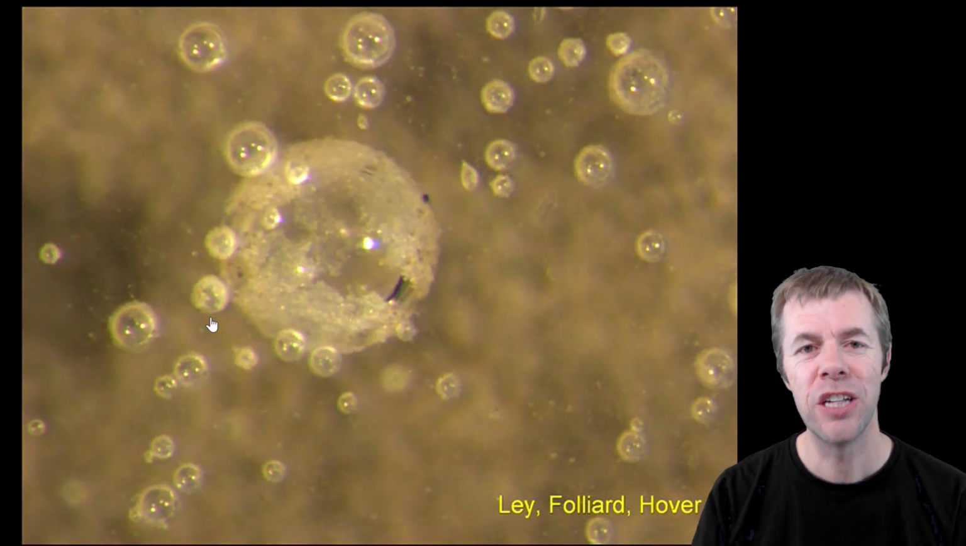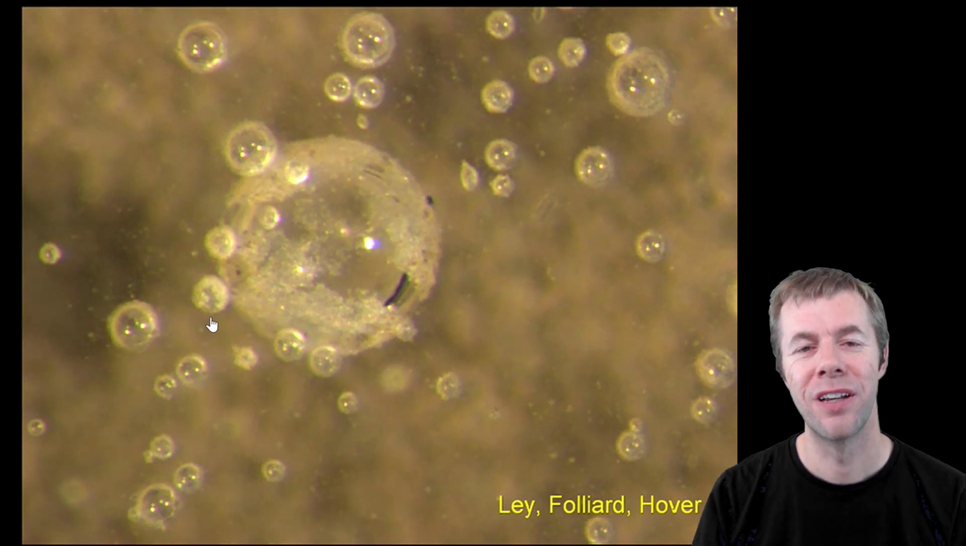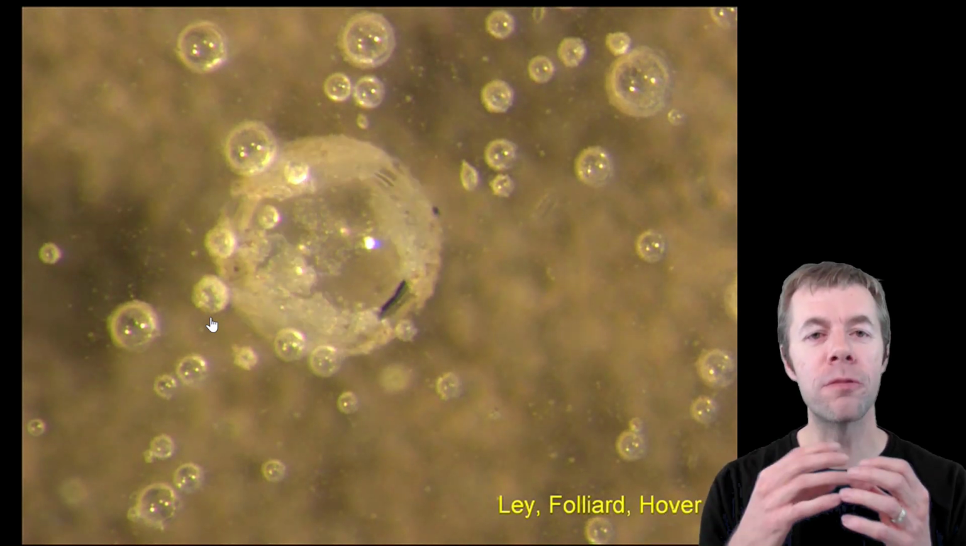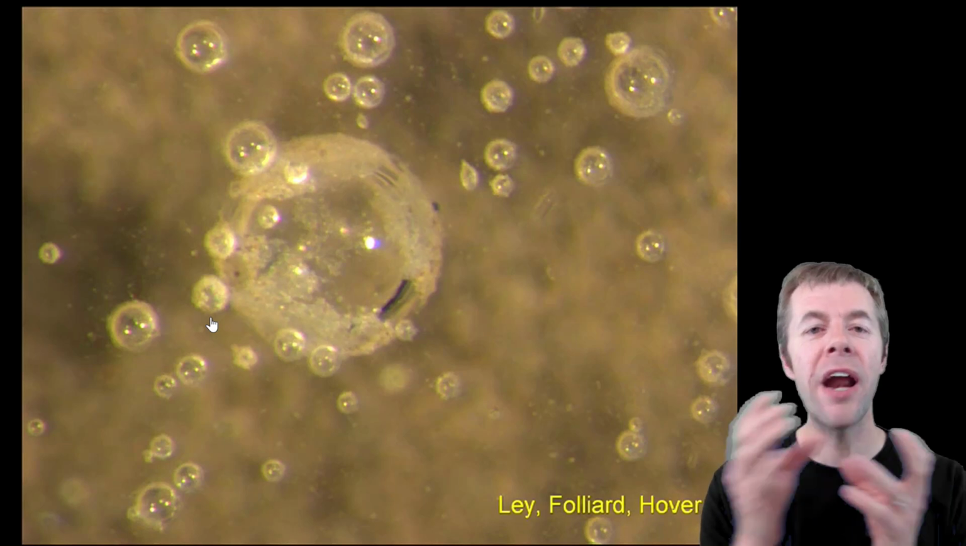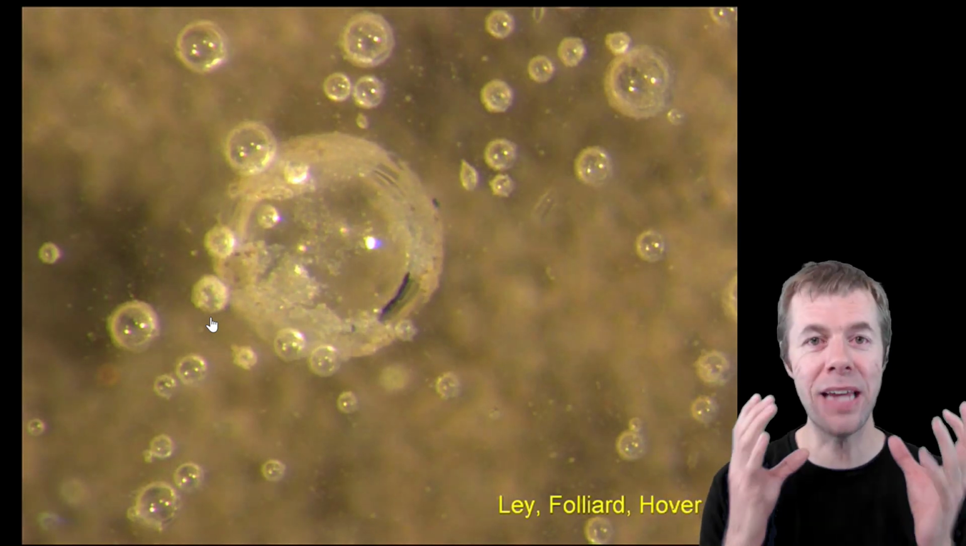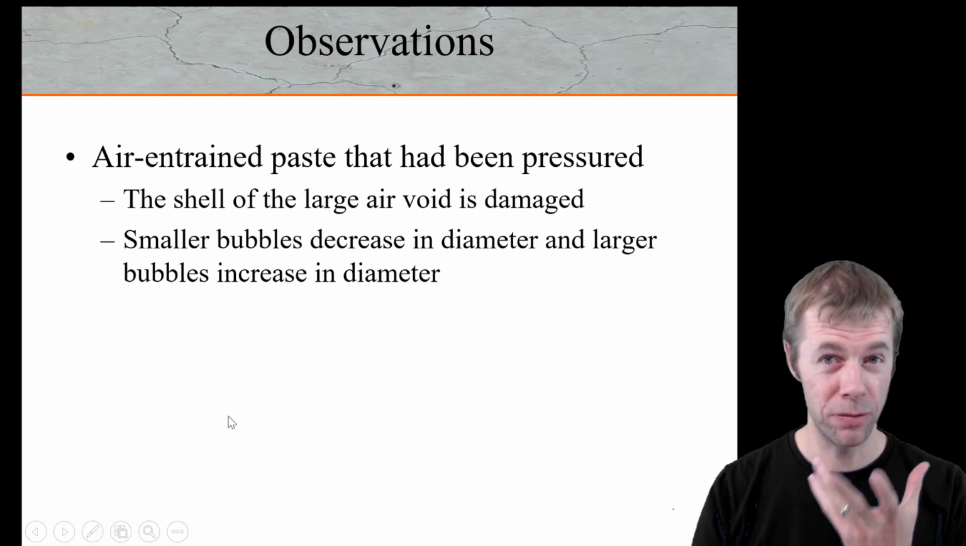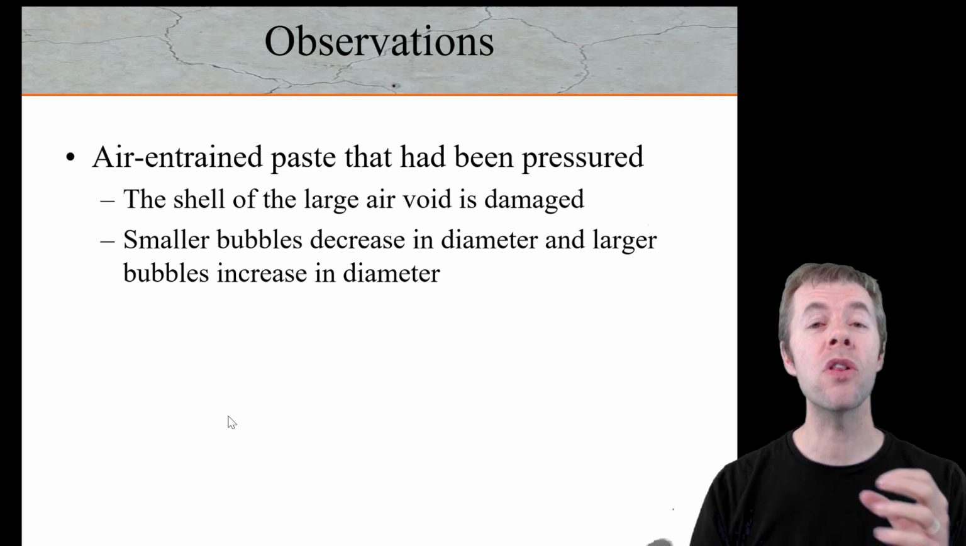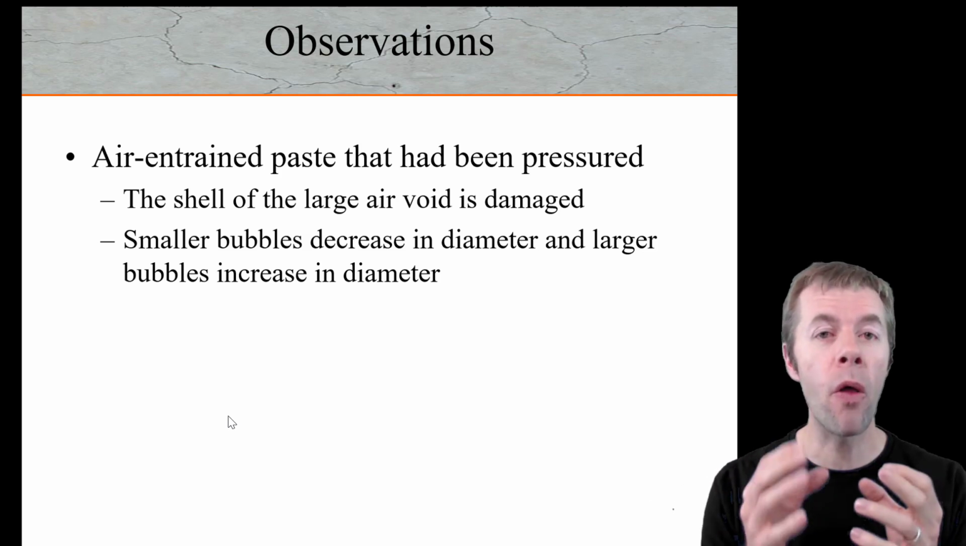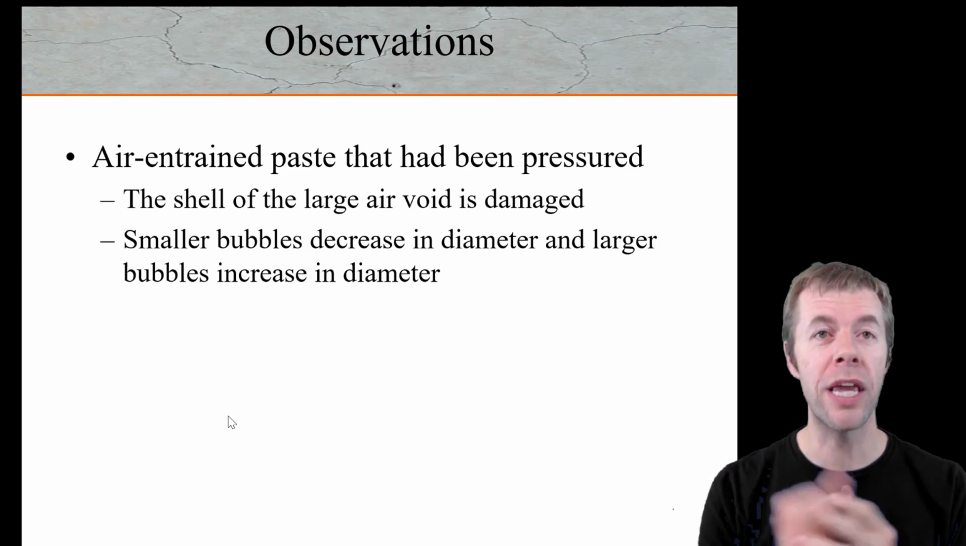Yup. It shrinks in size. When this shell is broken, this air interchange can then begin to happen. Okay? So air-entrained paste that's been pressured, that's what we're looking at. The shell of the large air void's damaged, and the smaller ones probably are as well. We just can't see them.